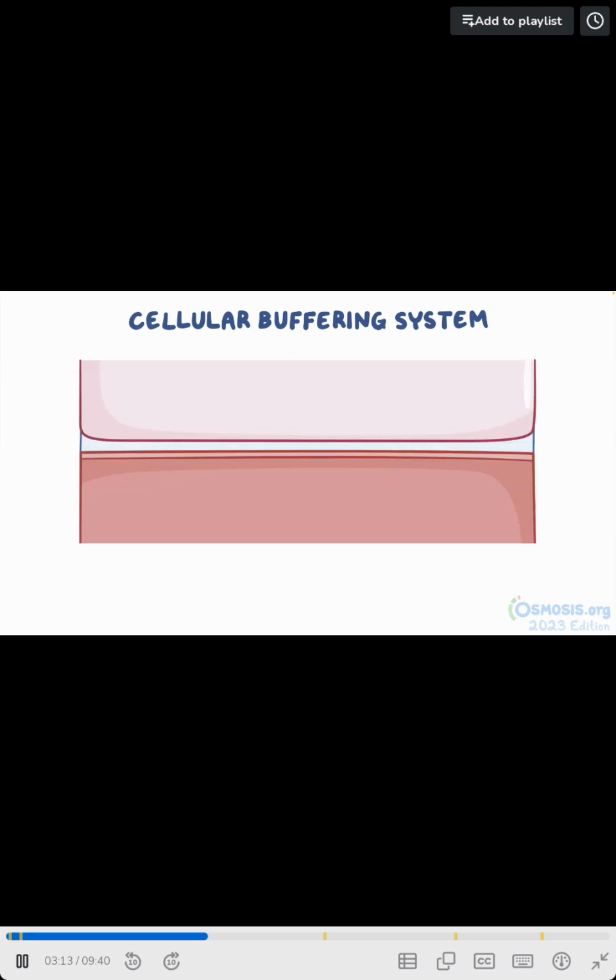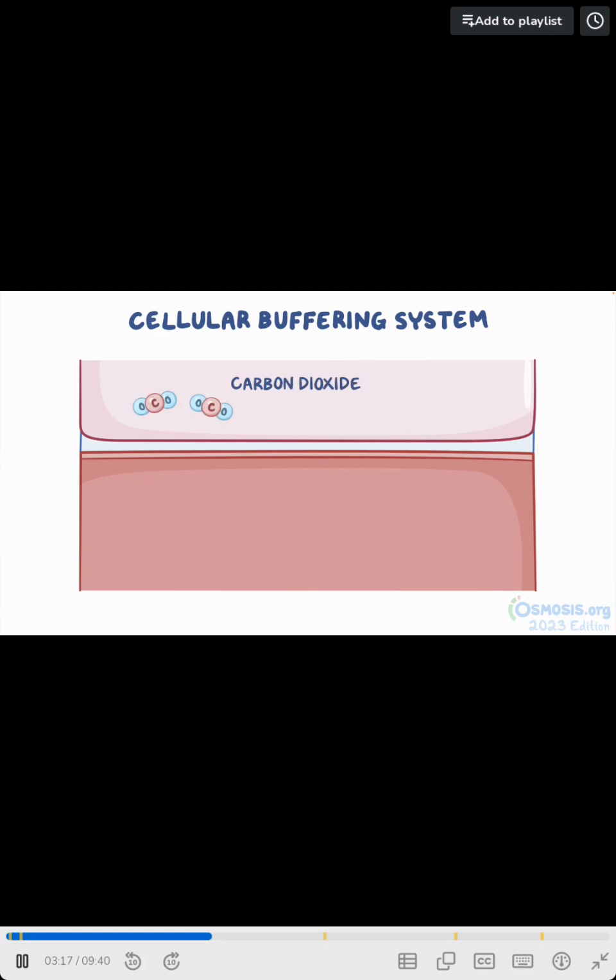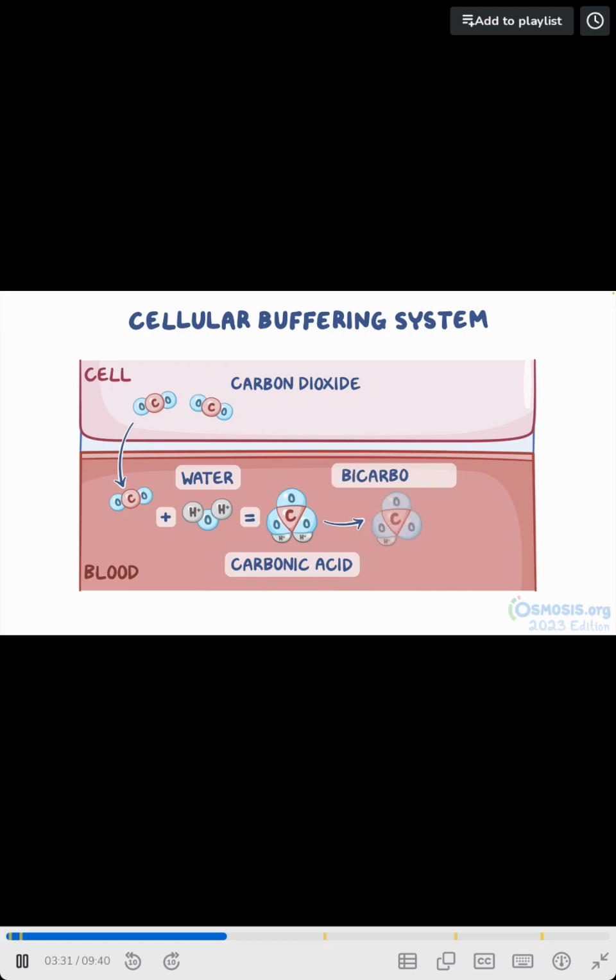It all starts with a byproduct of cell metabolism called carbon dioxide, or CO2, which is released by the cells into the blood. In the blood, CO2 mixes with water, or H2O, to form carbonic acid, or H2CO3. Now, carbonic acid easily dissociates into bicarbonate and hydrogen ions. This reaction can go in both directions, which is actually how the buffering system works.